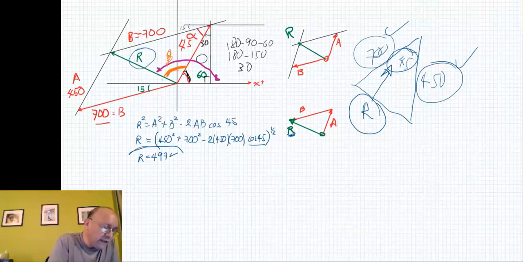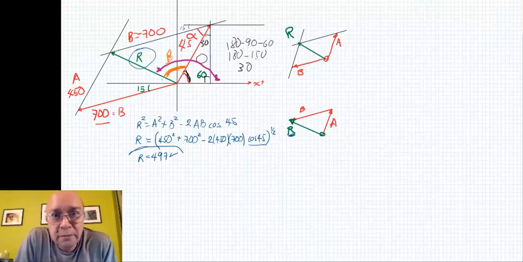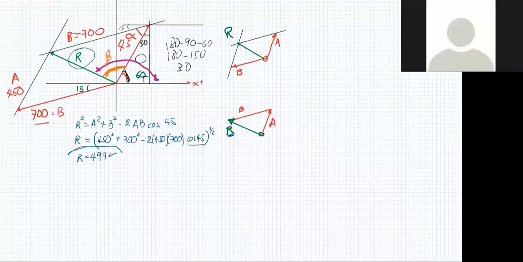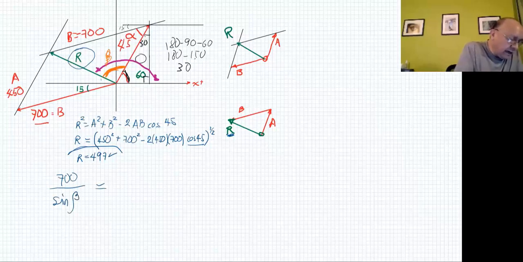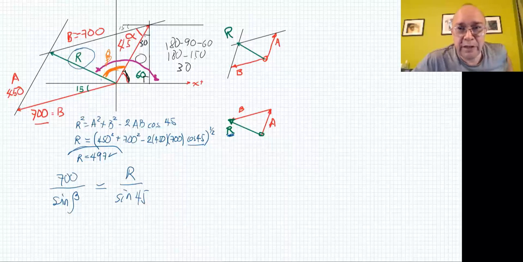Okay, how do you find that? What law you use to find that? Anybody? Which law? Sine law. The sine law. What will be the good way to set up? Let me help you here. I would do 700 over sine beta like R over sine 45. Would you do that? Agree? My third engineers.